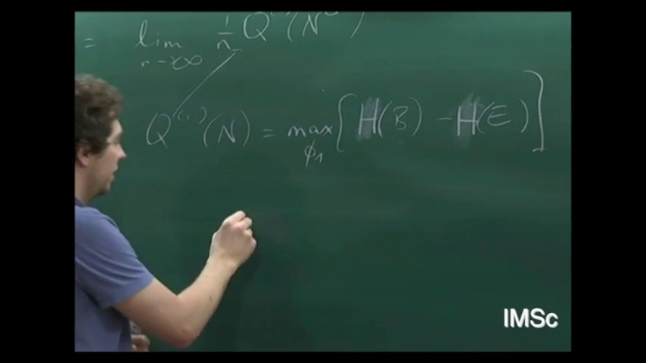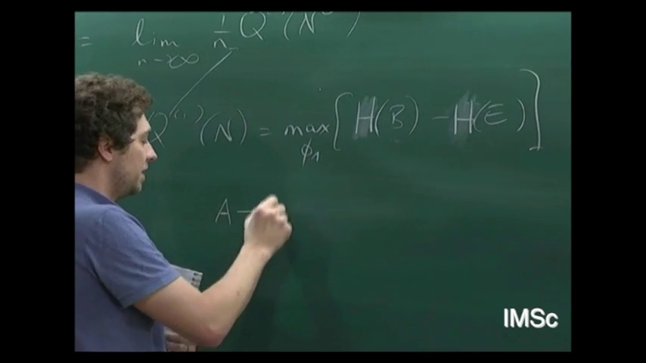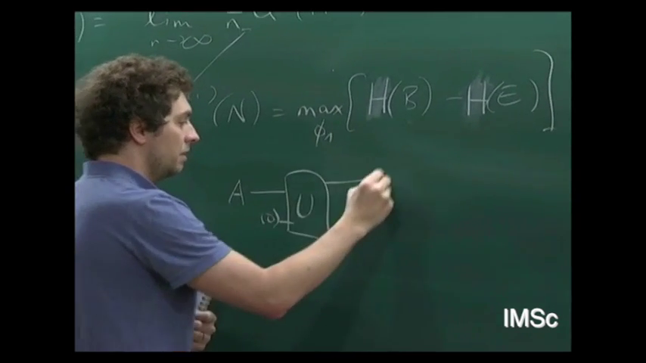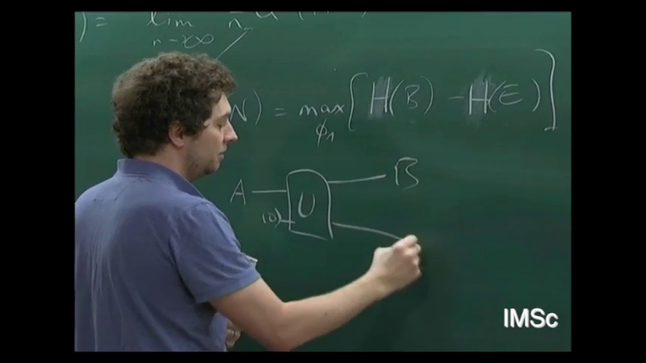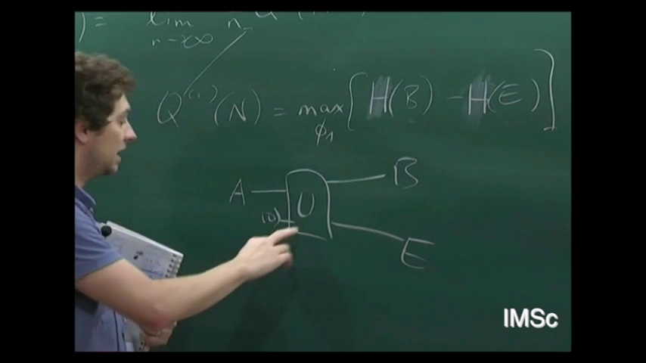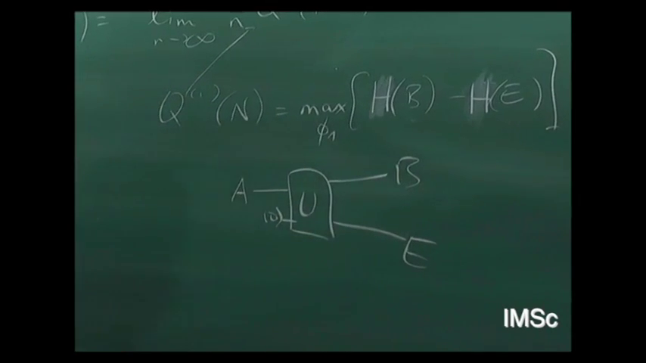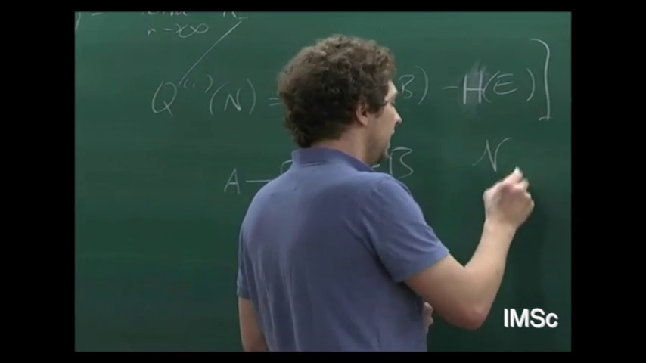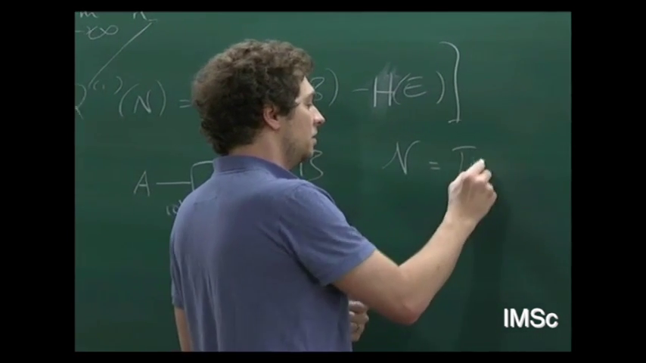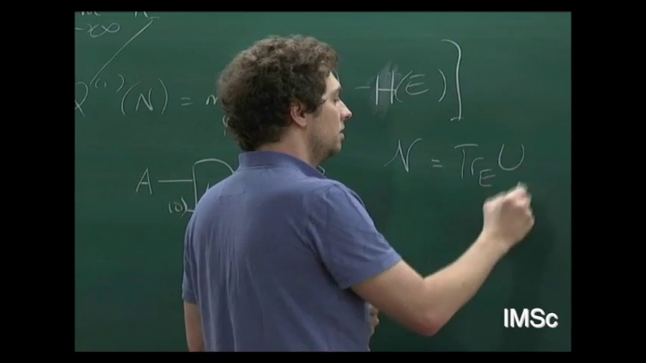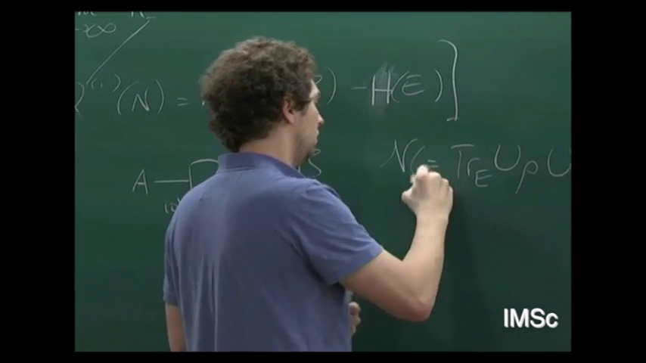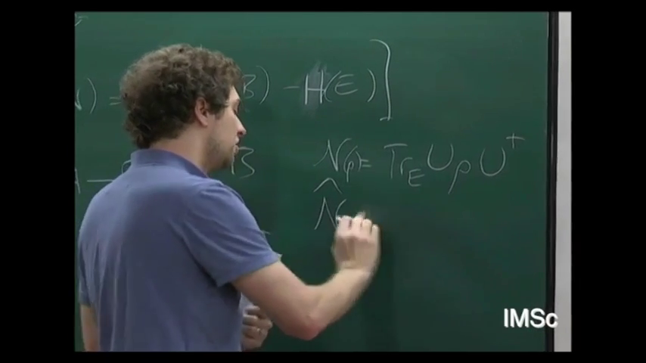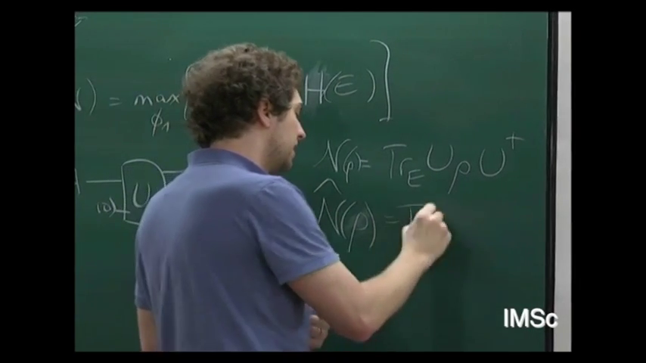Remember, any channel I can think of as mapping some input space A according to some unitary to an output space B and an environment, and the action of the channel just applies the unitary and traces out the environment. And we also had this N, this is trace out over E, the channel. And we talked about this N hat, which is just the complementary channel. You trace out B instead.